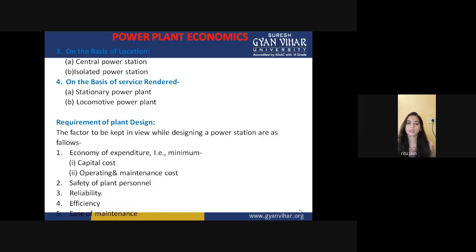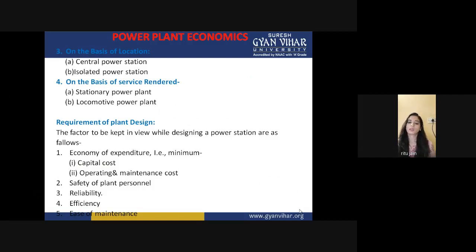So basically, economic is related to money. It can be divided into two parts in power plants. One is your capital cost, and another one is your operating and maintenance. So, what is capital cost?